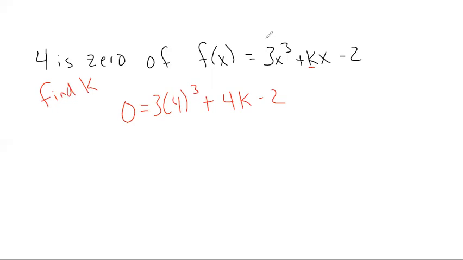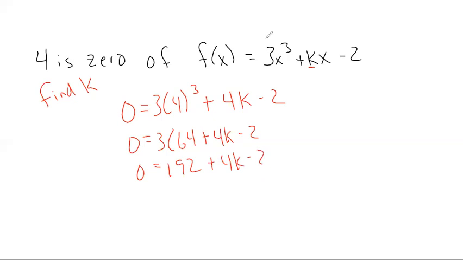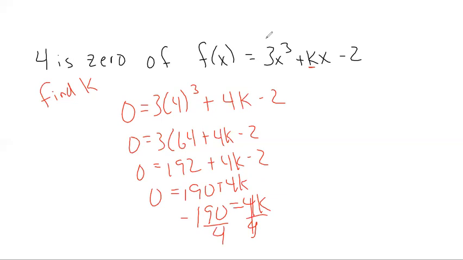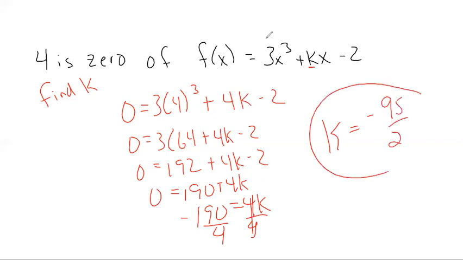Well, I plug that in. Now it's pretty simple, isn't it? 4 cubed is 64. So 0 is equal to 192 plus 4k minus 2. In other words, 0 is equal to 190 plus 4k. Move that over. Negative 190 is equal to 4k. Divide both sides by 4. K is equal to negative, divide them both by 2, 95 over 2. There is my answer.